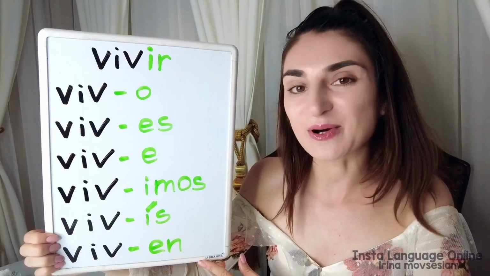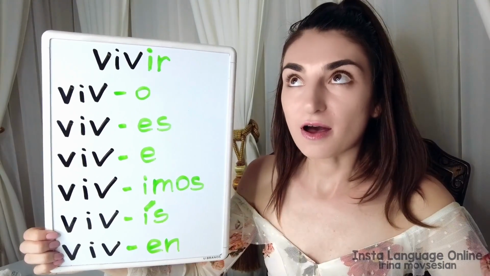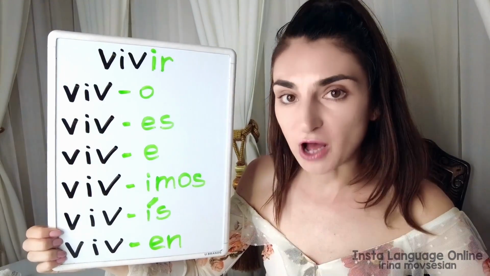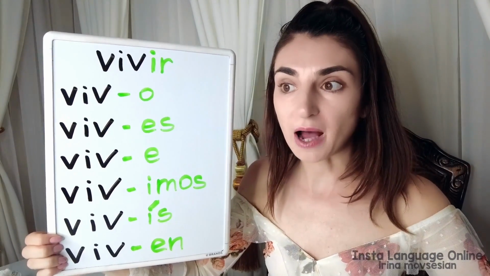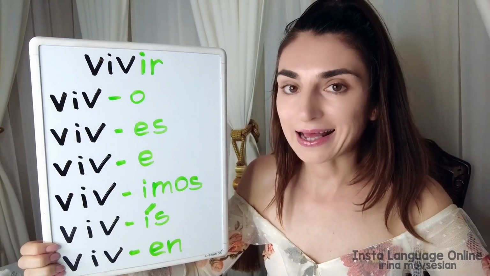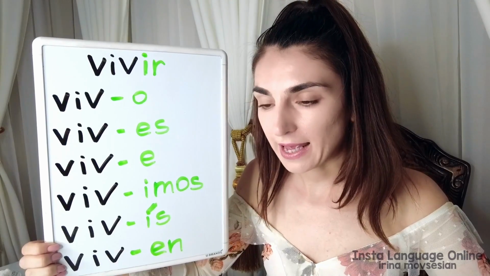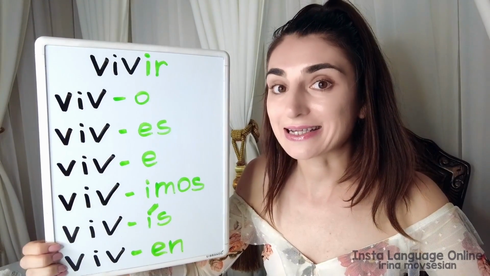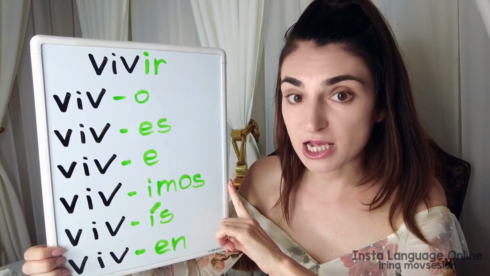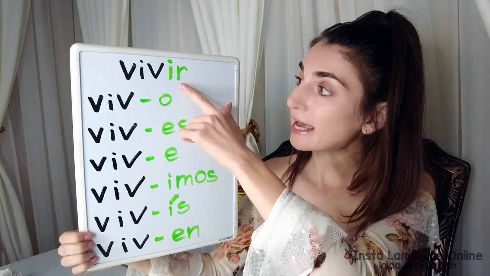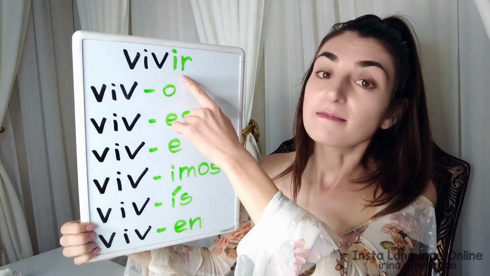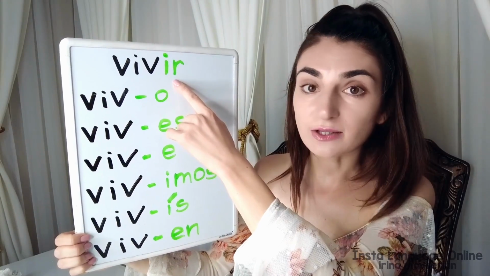And today I'm going to teach you the third conjugation of verbs. So we talked about verbs before, and we talked about the verbs with different endings. For example, hablar had an ending ar, and comer had an ending er. So now we are going to talk about the third conjugation of the verbs that have the ending ir. And we are going to look at the verb vivir, to live.